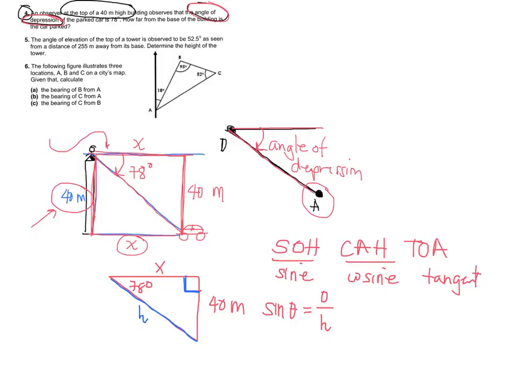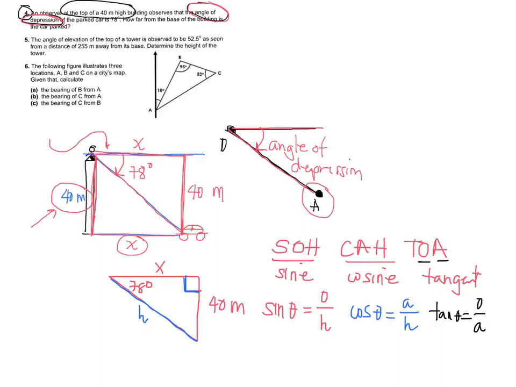For cosine, if I have to find cosine of theta, from CAH, A means adjacent, and H is also hypotenuse. And finally, if I want to use tangent theta, it means opposite over adjacent. It's the opposite side over the adjacent side.